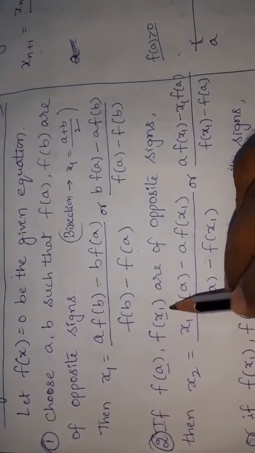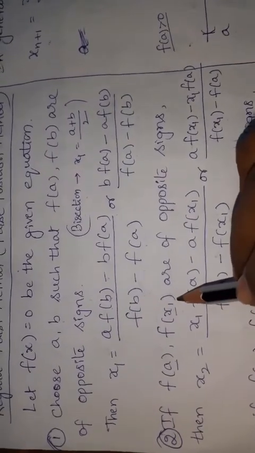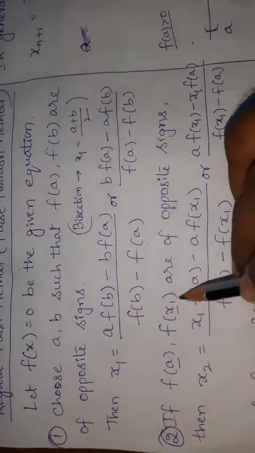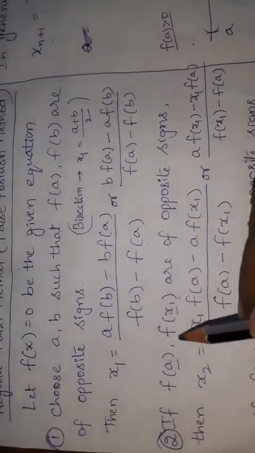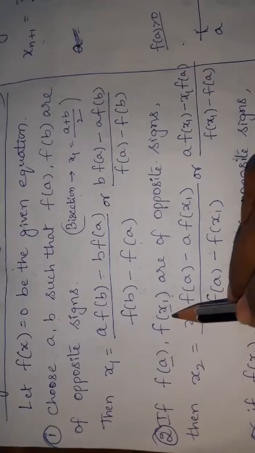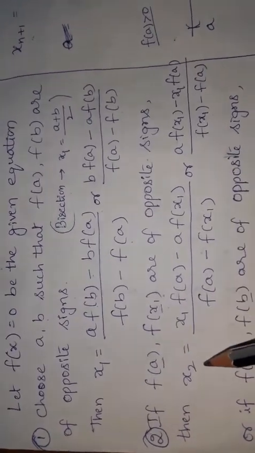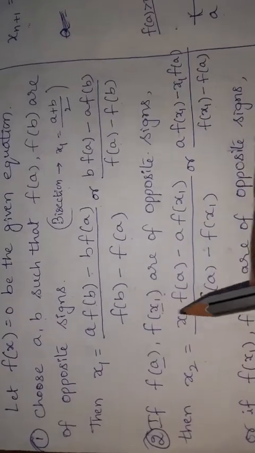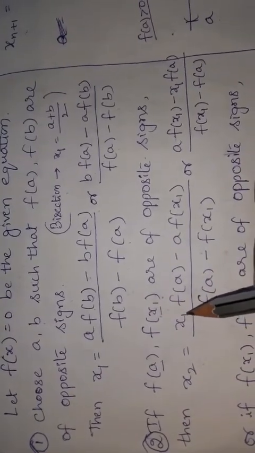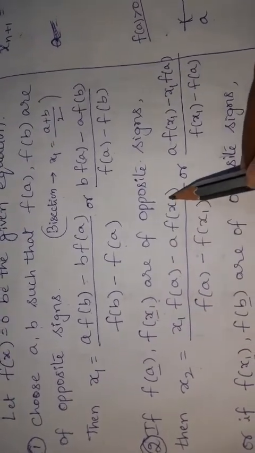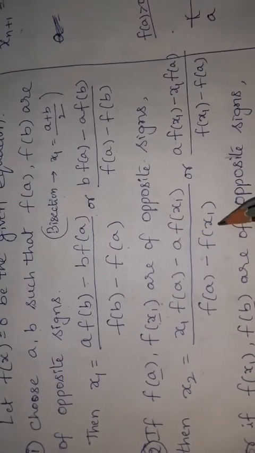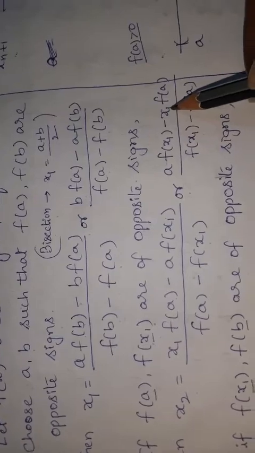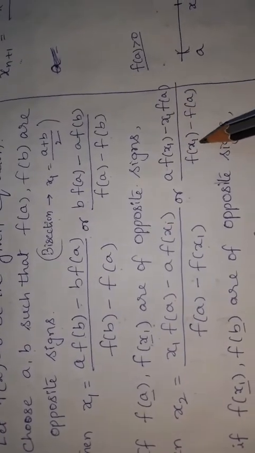This f of x1 may be positive or negative when compared with f of a and f of b. If f of a and f of x1 are of opposite sign, then the root lies in between a and x1. So the next approximation x2, since the root lies in between a and x1, is x1 into f of a minus a into f of x1 divided by f of a minus f of x1, or you can write it as a into f of x1 minus x1 into f of a divided by f of x1 minus f of a.